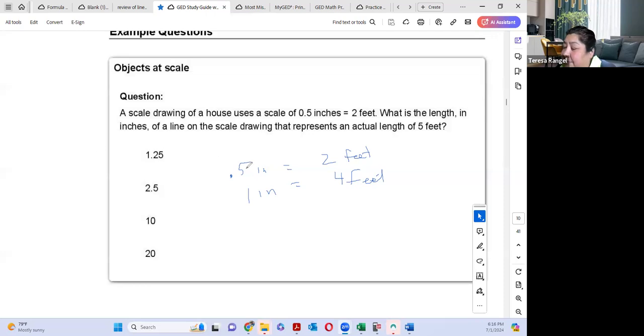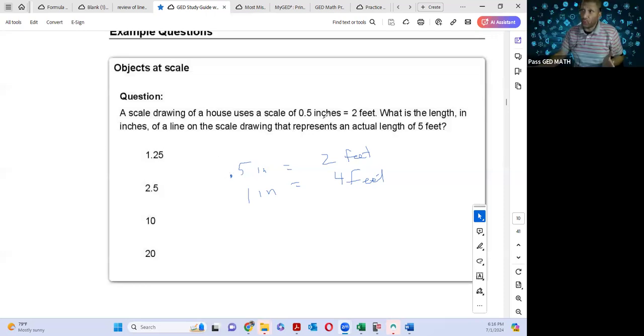Okay. So what was given to us? 1/2 inch equal 2 feet. Well, I know 0.5 is 1/2. So I know 1 inch is 4 feet. So I know 2 inches is 8 feet. Does everybody understand how I got that?